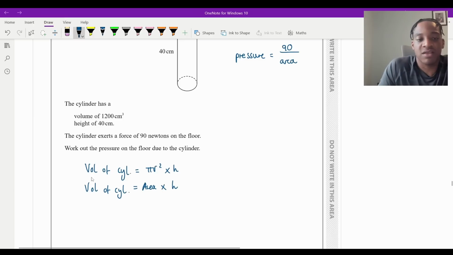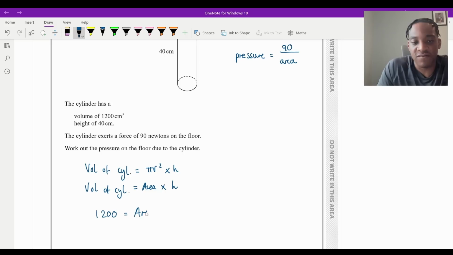Now, the volume of the cylinder, they've actually told us is 1,200. And then the area is what we're trying to look for. Remember, it's the area of the face, which we know is a circle, pi r squared, but we don't actually need it. We're just going to call it area. And the height is 40. So we can see here that we've got 1,200 is equal to the area times by 40.